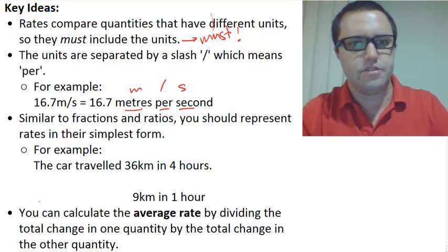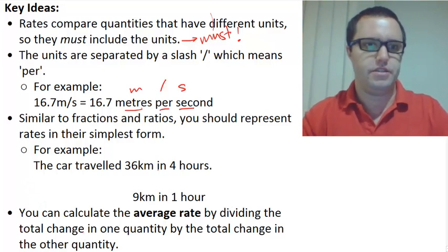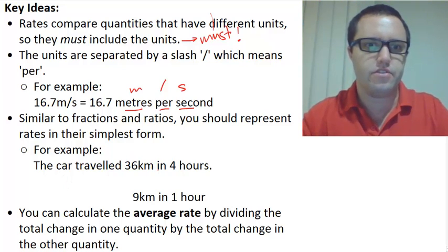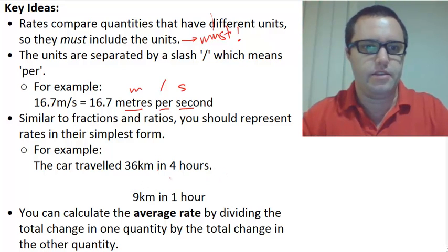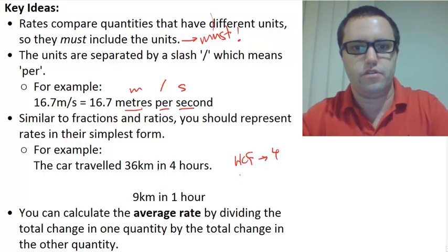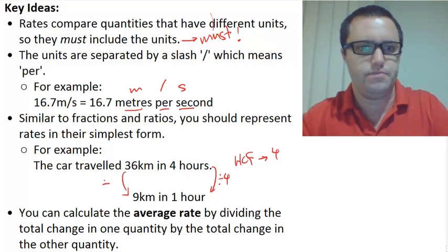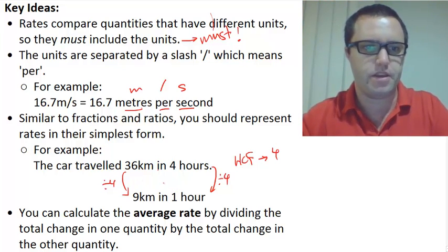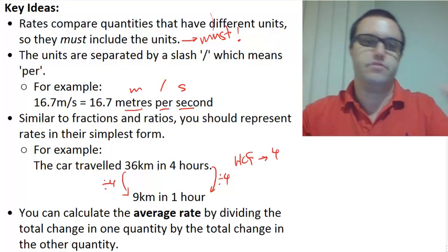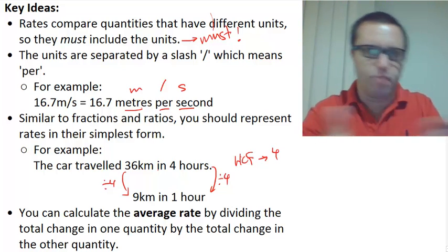Now, similar to fractions and ratios, you should represent your rates in their simplest forms. For example, the car traveled 36 kilometers in 4 hours. And the simplest form for that is we look at both of these, and they both have a highest common factor of 4. So we divide by 4 and divide by 4. The simplest way of doing that is 9 kilometers in 1 hour. Okay, so they mean exactly the same thing, because as per our percentages and fractions and ratios, we've done the same thing to both sides of the rate.